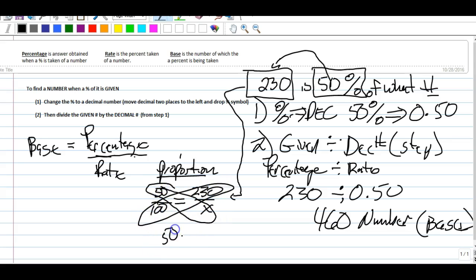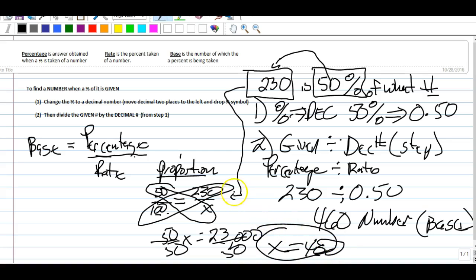So to solve this particular proportion, I take the cross products. It gives me 50x is equal to 100 times 230, which is 23,000. Remember, when you multiply a whole number by a power of 10, all you have to do is attach to the right of that whole number the same number of zeros as you have in your power of 10. So that's 2 zeros, so I add 2 zeros to the 230 here, and that gives me 23,000. Divide both sides by 50, and that gives you x is equal to 460. So you're going to get the same thing either way if you set up your proportion correctly.